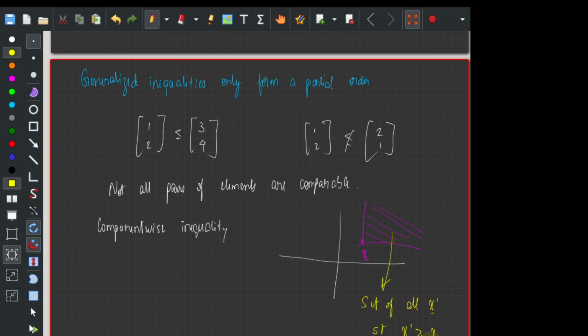Complement of this? It's kind of a reflection of this. So these are the set of all points which are less than or equal to X under the component-wise inequality. So what exactly is this set? How do you get it from the cone K?